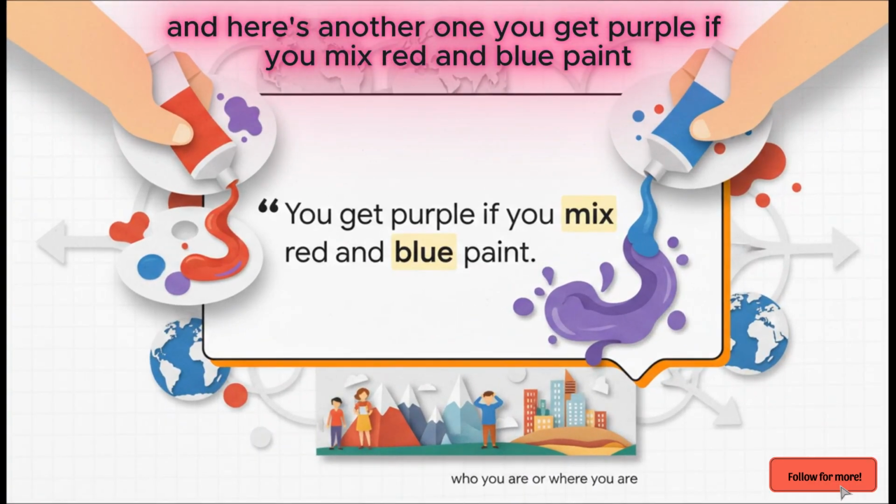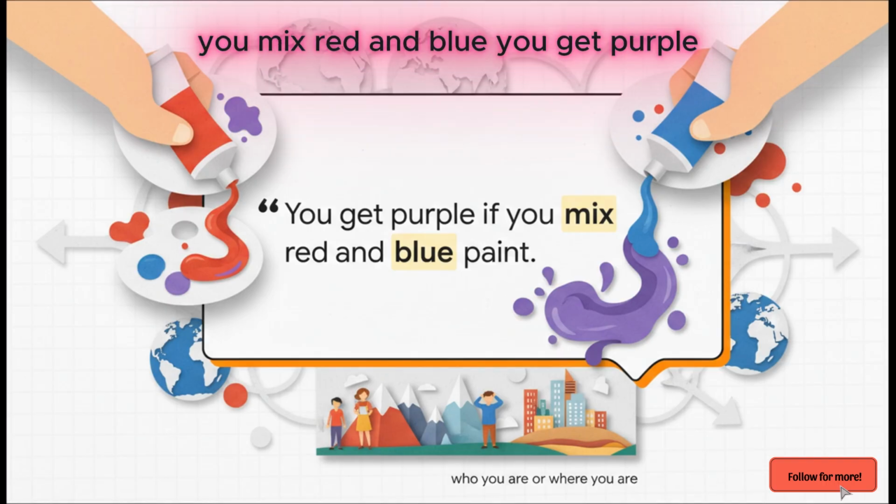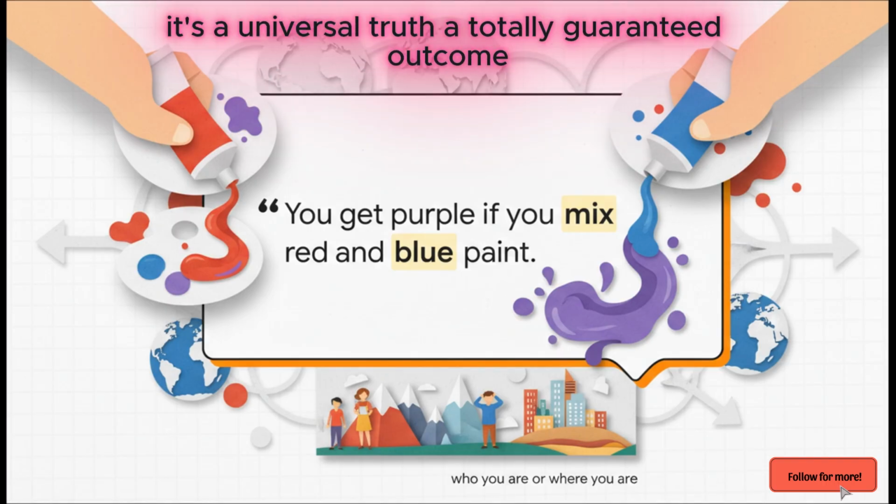You get purple if you mix red and blue paint. Again, it doesn't matter if you're an artist in Paris or a kid in Tokyo. You mix red and blue, you get purple. It's a universal truth, a totally guaranteed outcome.